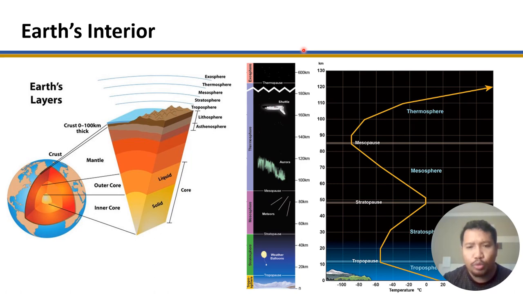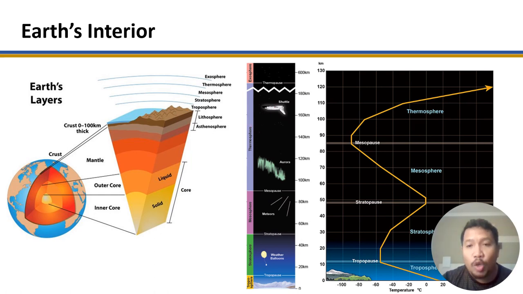So we have two crust layers, the lithosphere and the asthenosphere. Let's take a look at the lithosphere first. The lithosphere is the outermost layer of the Earth's solid surface. It includes the crust and the upper mantle. So the lithosphere is divided into tectonic plates, which are constantly moving because of the convection of the mantle.